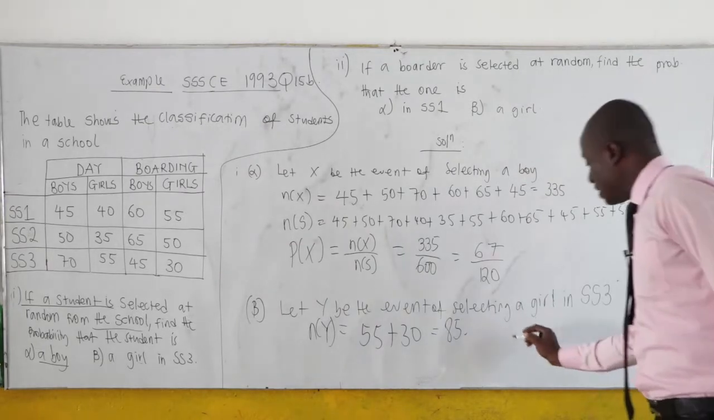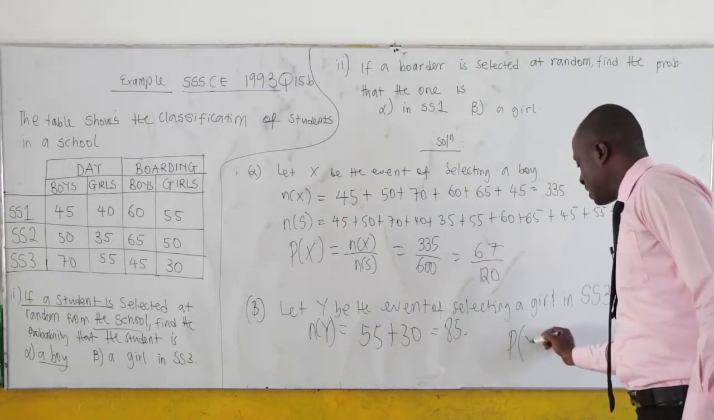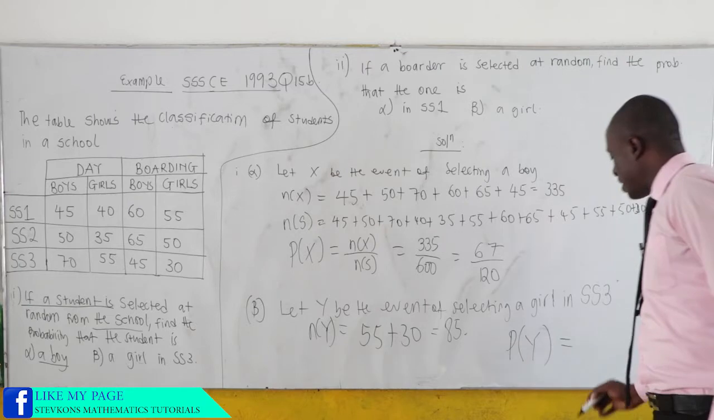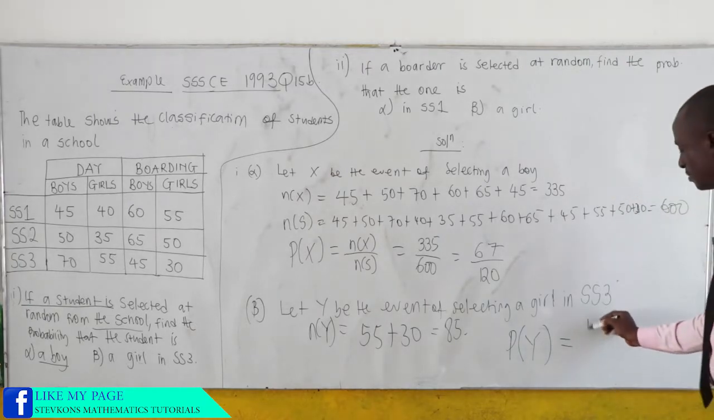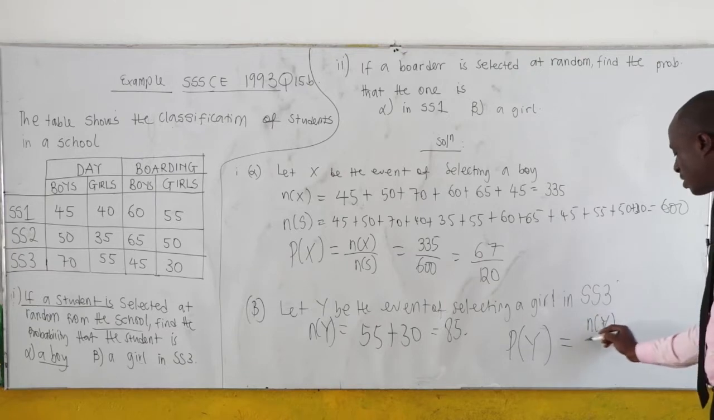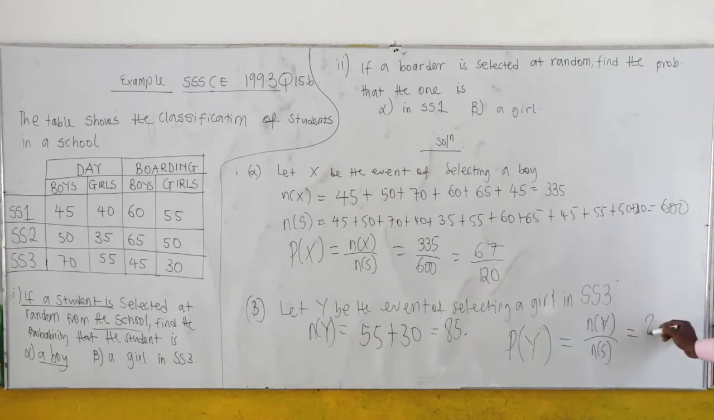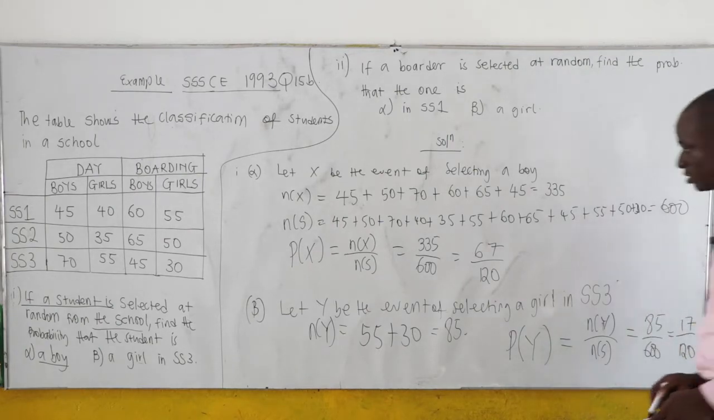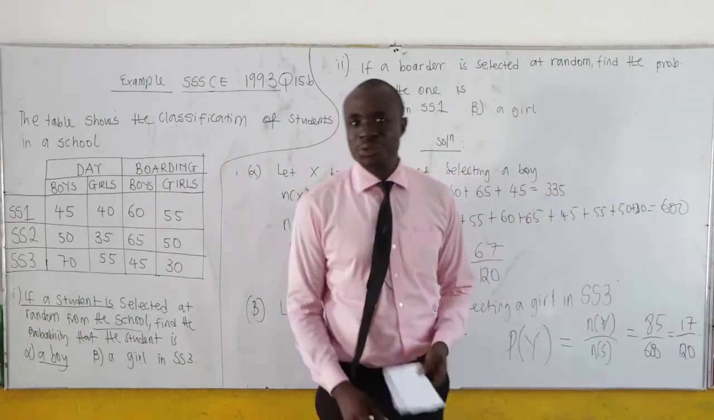So the probability, we define probability as number of events, so number of Y all over the number in our sample space. Here we have 85 all over 600, and here we are going to get 17 all over 120. That is also trivial.